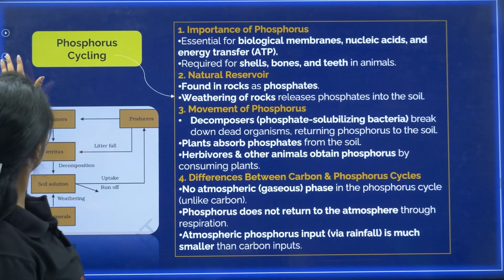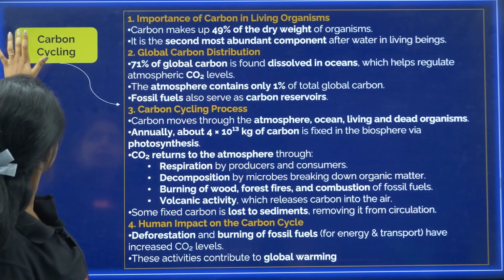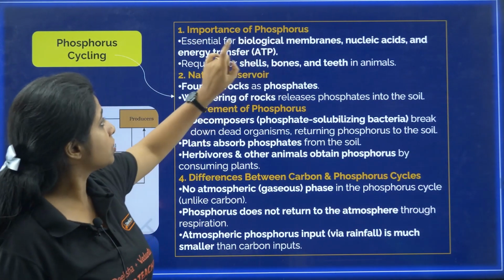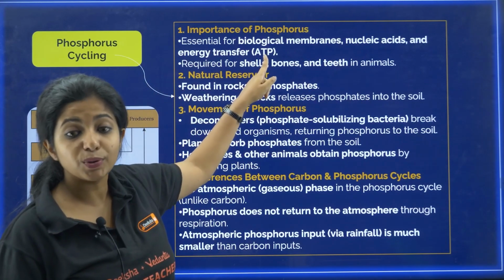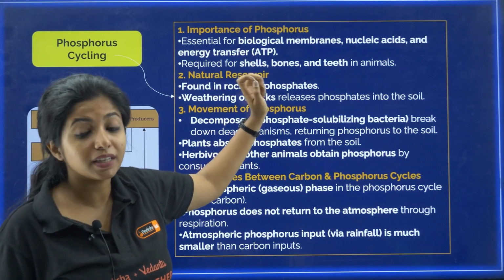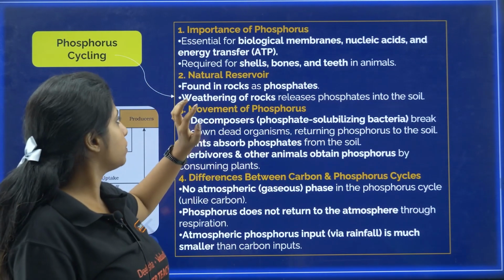That was an example of a gaseous cycle, because the reservoir is basically the atmosphere. Now, in phosphorus cycling, the reservoir is what? The Earth's crust. The importance of phosphorus: it is essential for biological membranes, nucleic acids and energy transfer. Does our DNA have phosphorus? Yes, my dear children. Does ATP, adenosine triphosphate, have phosphorus? Yes. So obviously over here it is very important.